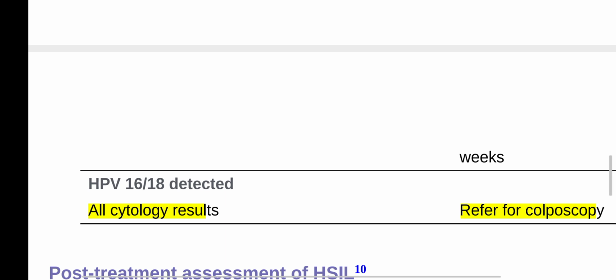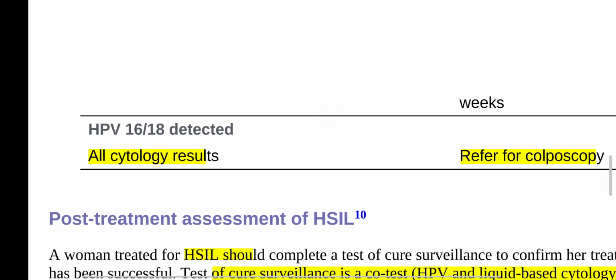What if HPV is detected and 16 and 18 is detected? So we all know this is the very high risk factor for cervical cancer. So with any cytology result, even if it is unsatisfactory, even if it is negative, if HPV 16 and 18 is detected in the cervical screening test, all those women should be referred for colposcopy. This is a very important point for SBA.